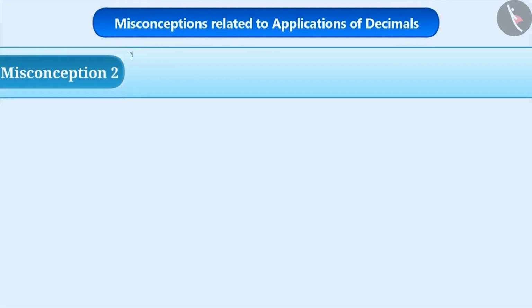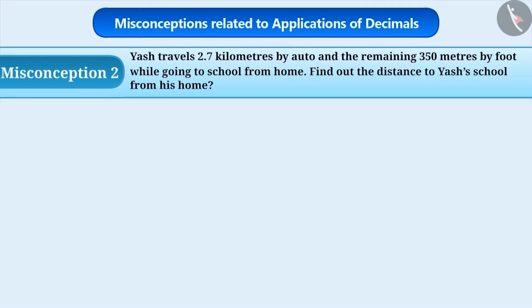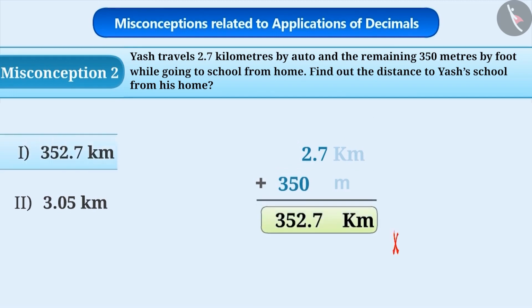Misconception 2. Yash travels 2.7 kilometers by auto and the remaining 350 meters by foot while going to school from his house. Can you find out the distance he has to travel from his home to school? While performing mathematical operations with numbers having different units, sometimes students make a common mistake. They simply ignore the units and perform the operation on the numbers. The sum of 2.7 and 350 is found out as 352.7 kilometers, which is incorrect.